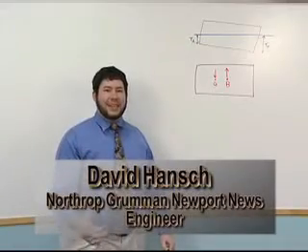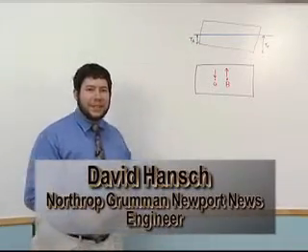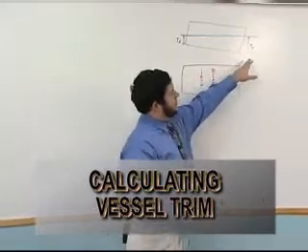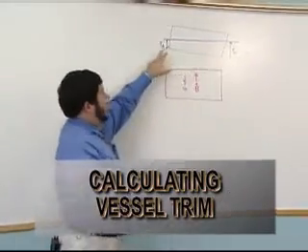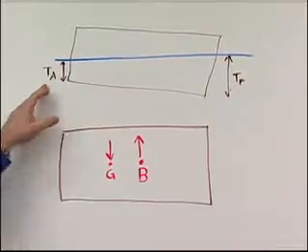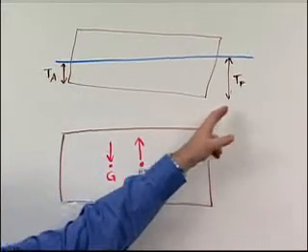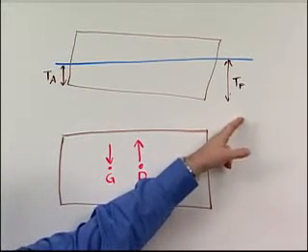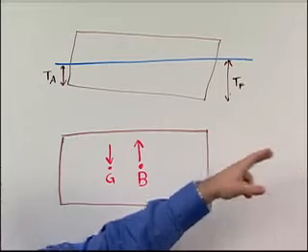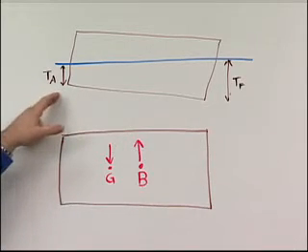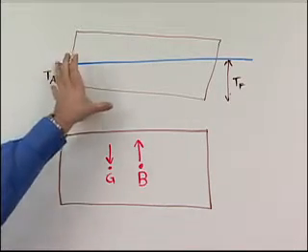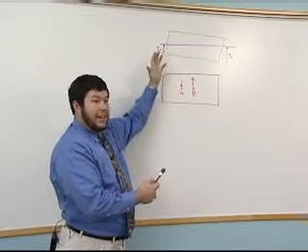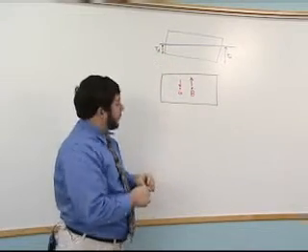In this segment, we will discuss how to find the trim of the vessel. Trim is the difference in the forward draft and the aft draft. And if the draft is greater forward, we consider that trim by the bow. And if the draft is greater aft, which it's not in this drawing, but if you rotated the drawing, it would be, then that's considered trim by the stern.